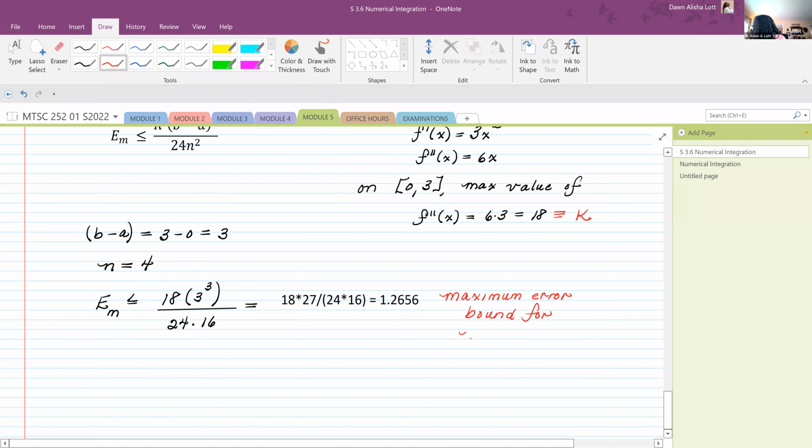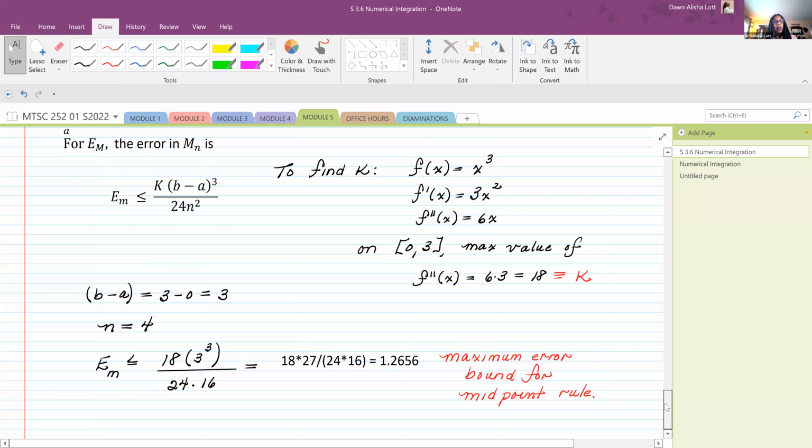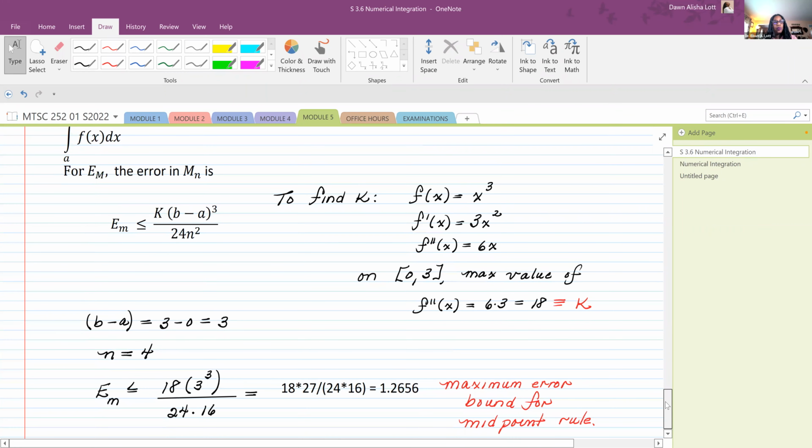For the midpoint rule. And notice every problem is going to change, so you're going to have a different error bound for everything. Okay. All right, any questions?